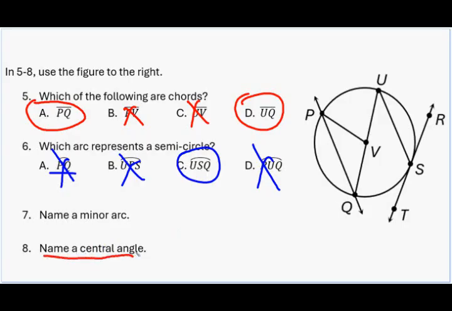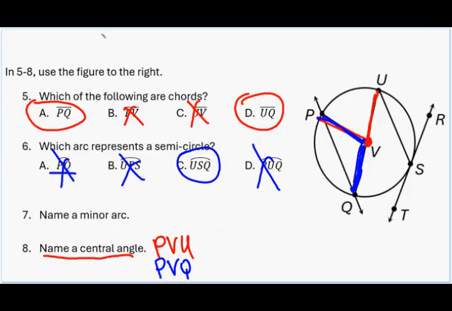A central angle, we have to go to the center and then out to 2 spots on the circle. So here's one in red. UVP would work. Or let's do PVU. I got that one in red. And then here's one in blue. That would be PVQ. Or you could write it in reverse. And I think that's it for central angles.